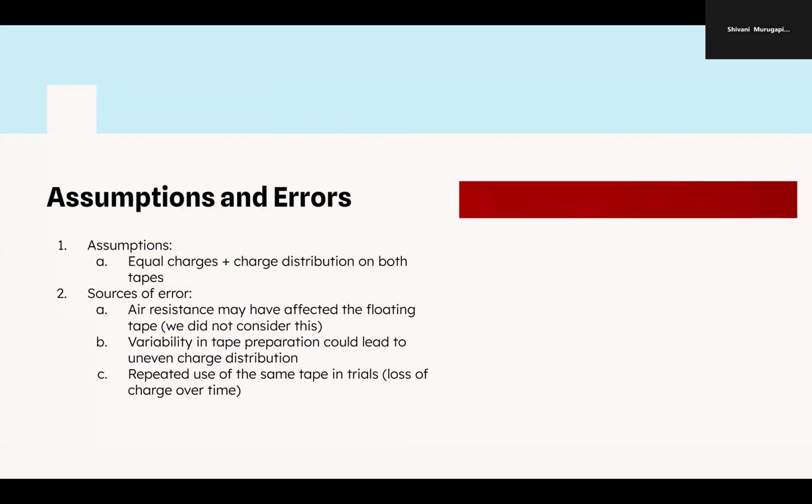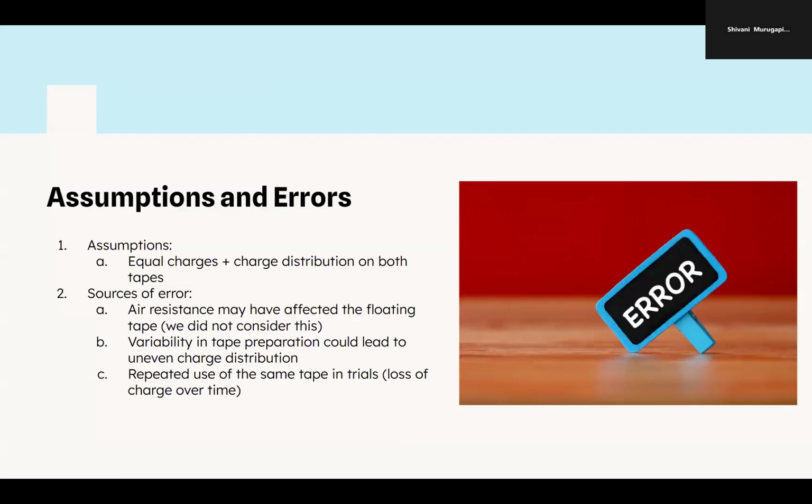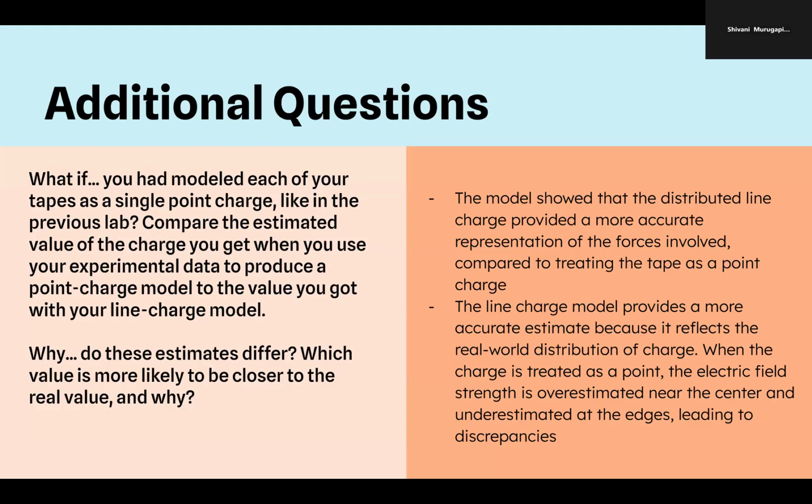So some of our assumptions again are equal charges and charge distribution on both tapes. Some of our sources of error include air resistance, variability in tape preparation, and repeated use of the same tape in trials. So here are some of our additional questions, and this is where we're getting to what this lab is mainly about, right?